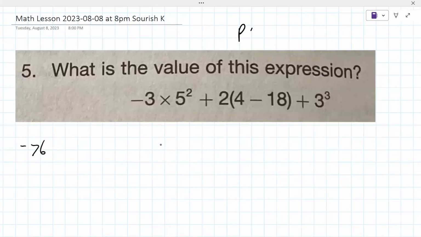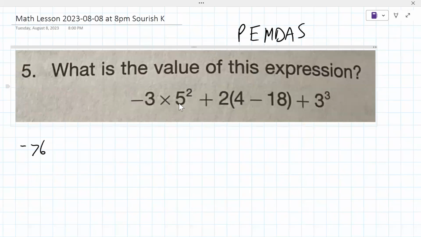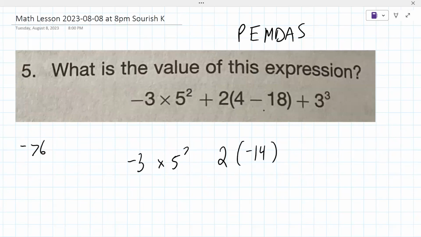Okay, so that suggests you did not do it by hand because you have to do it with order of operations. What did you do first? Okay, what does the P stand for in order of operations? Parentheses. So the parentheses here, 4 minus 18, what does that become? -14. Okay. 2 times -14, -3 times 5 squared plus 3 to the power of 3.